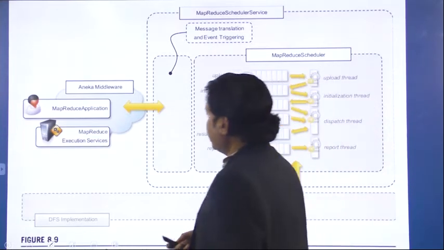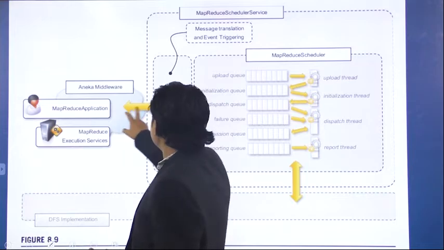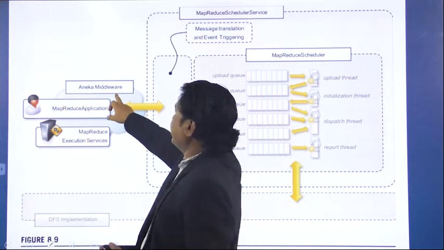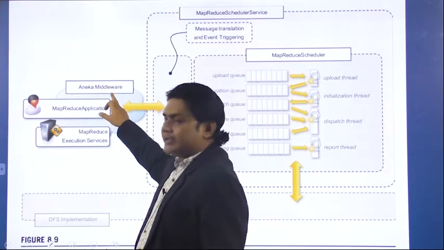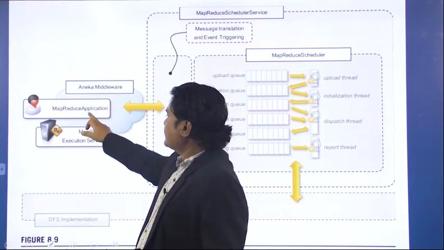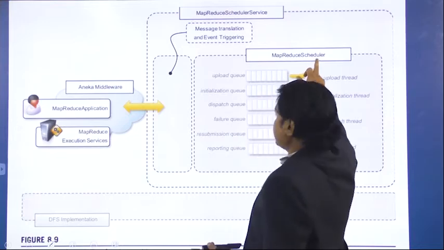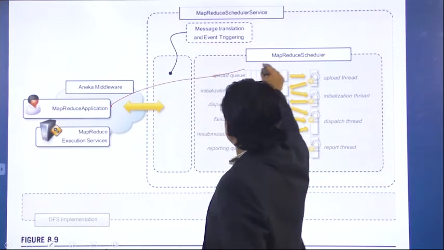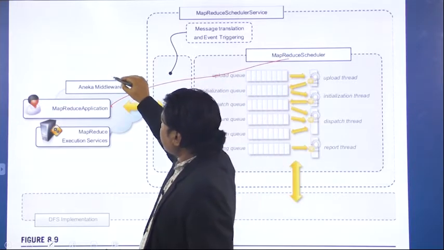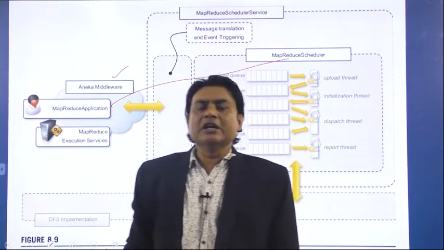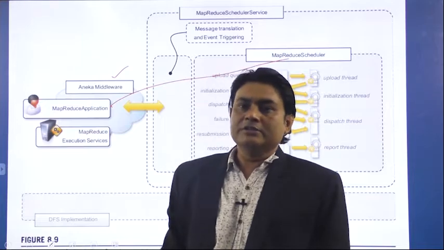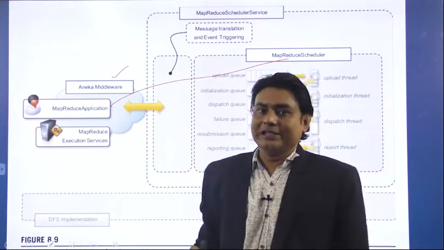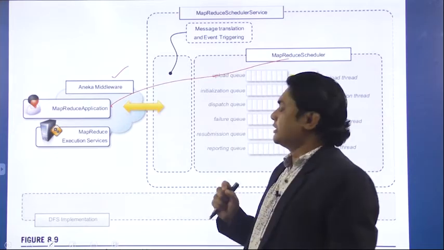So you see here, these MapReduce applications are going to interface with the MapReduce schedulers through the ANEKA middleware. So this ANEKA middleware acts in between the MapReduce applications and the MapReduce schedulers. In between them, what kind of middleware are we going to use? We are going to use the ANEKA middleware. It will provide the interface between the MapReduce applications and the MapReduce schedulers.